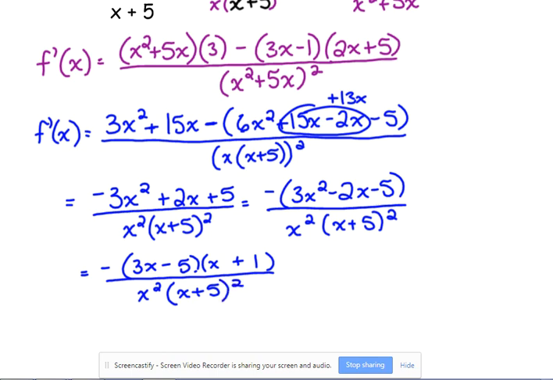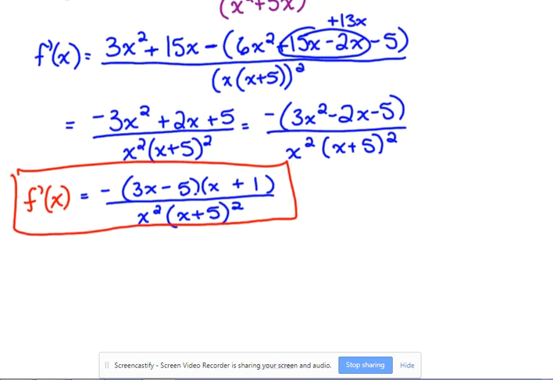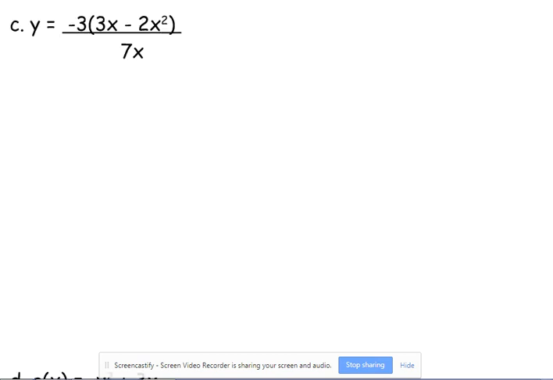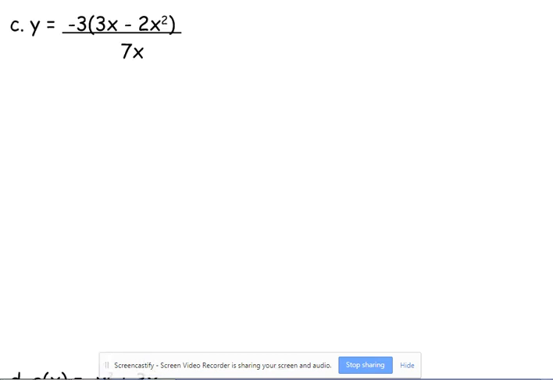But it never hurts to try to find out if it does factor to simplify, because sometimes it will. Just in this case it didn't. So that's as far as we can take that problem right there. All right, let's do a few more, and then I'm going to let you practice with some.